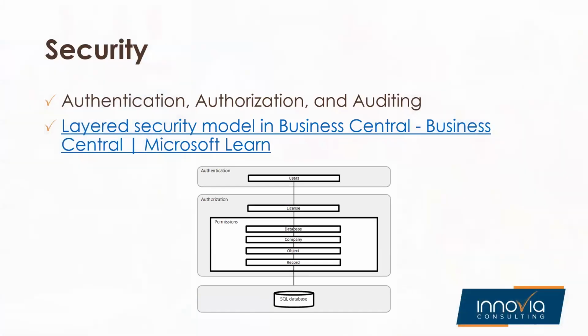All right, so first thing is security. Security is, well, I guess that's what our presentation is about, right? So security has authentication, authorization, and auditing. This diagram illustrates the layered security model in Business Central. First, we have to authenticate users before they can even go into Business Central. Secondly, we have to authorize the users. That involves making sure they have the appropriate license, as well as being assigned the permissions that they need. We can authorize based on the database, the company, the object that they need access to, as well as even the records that they have access to.